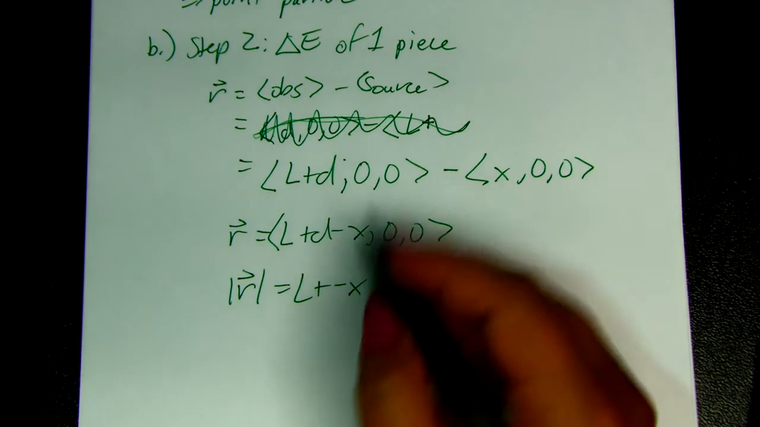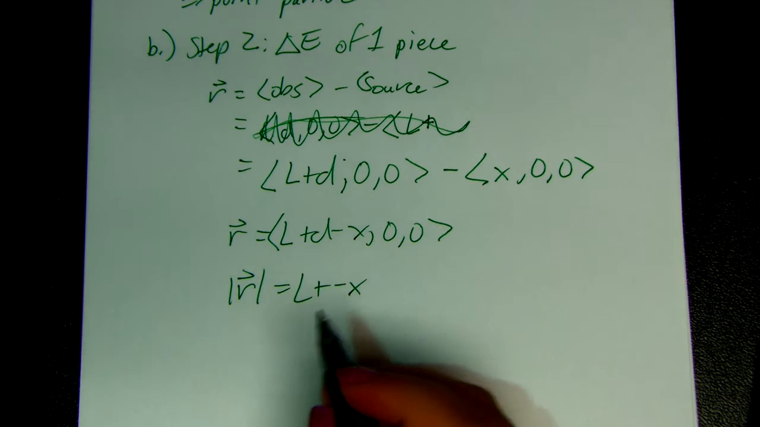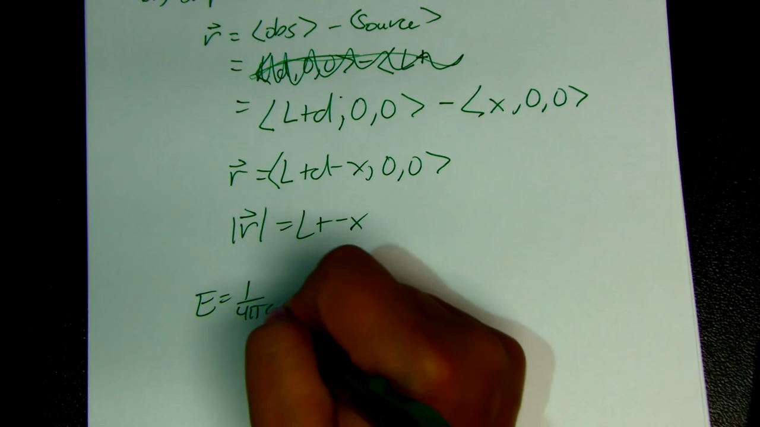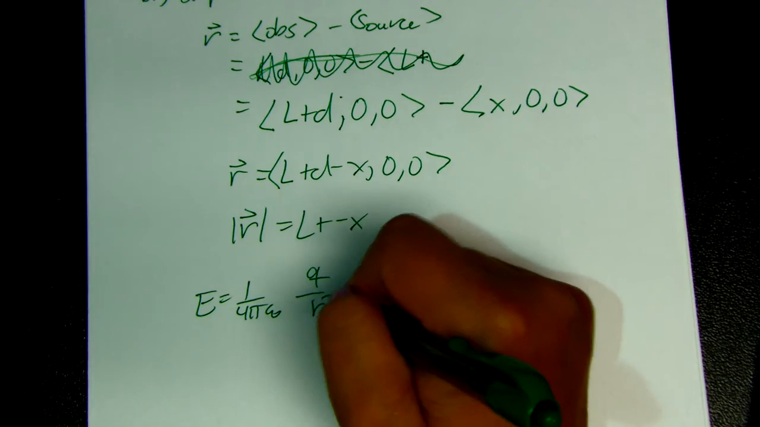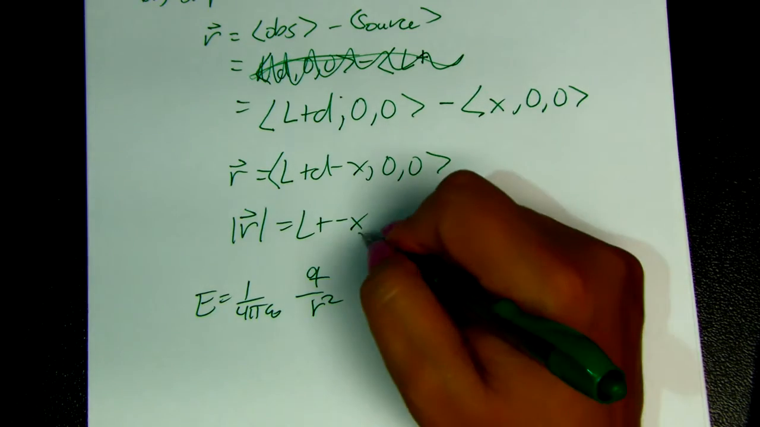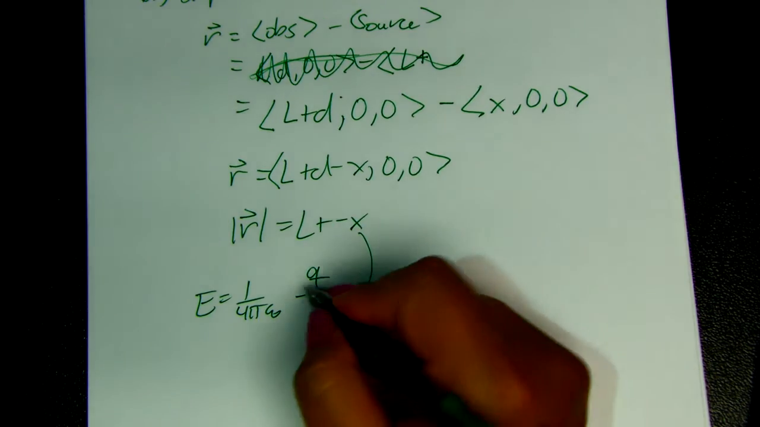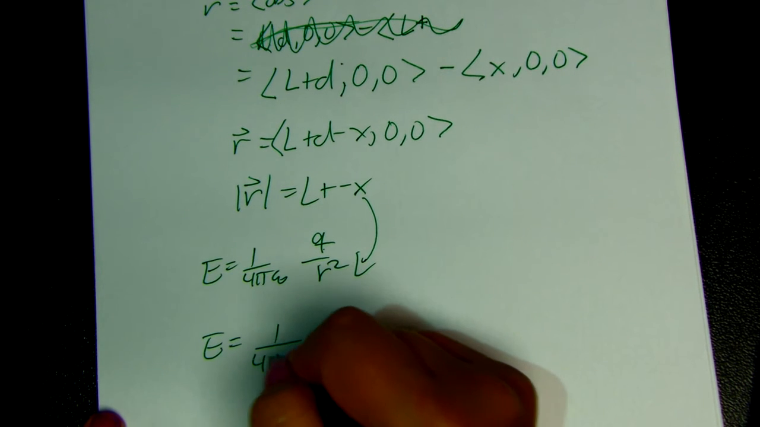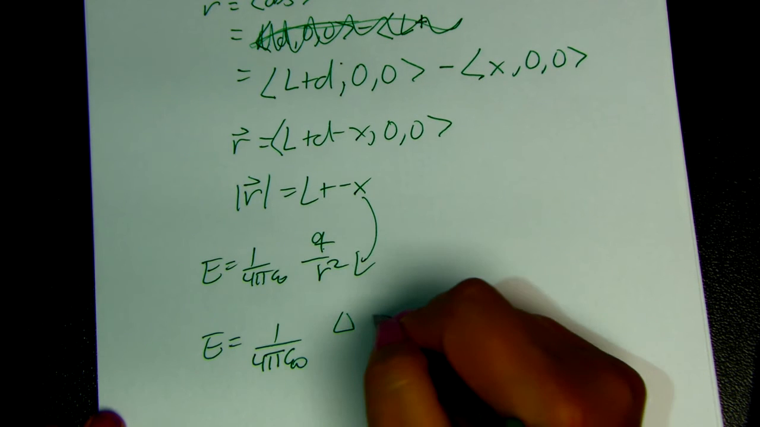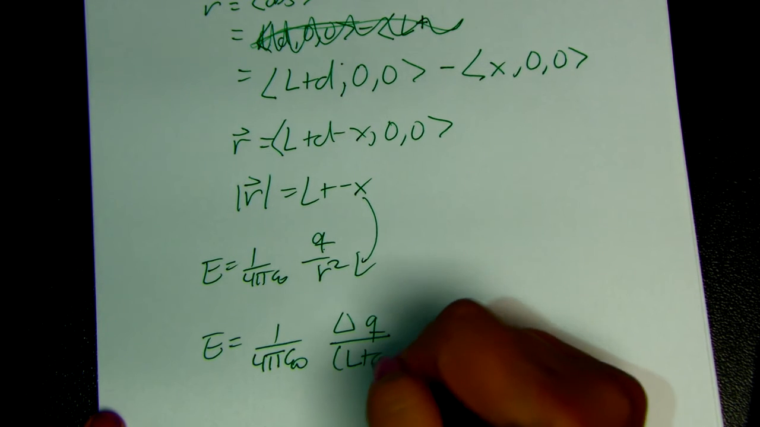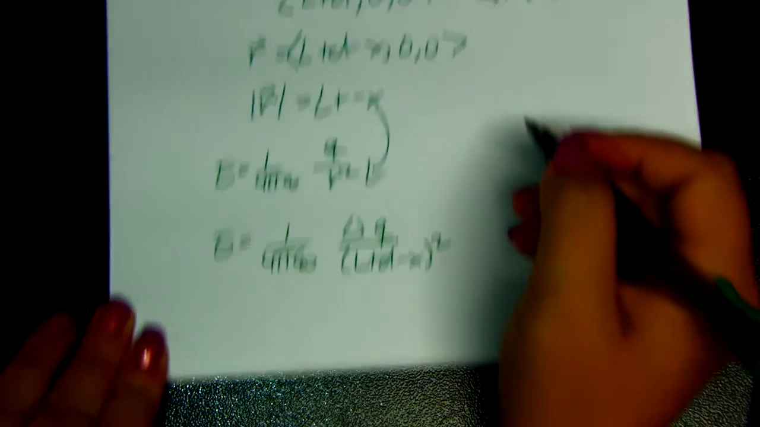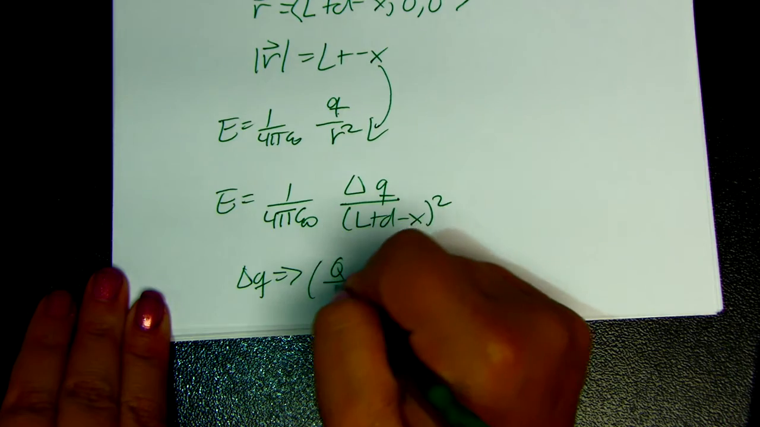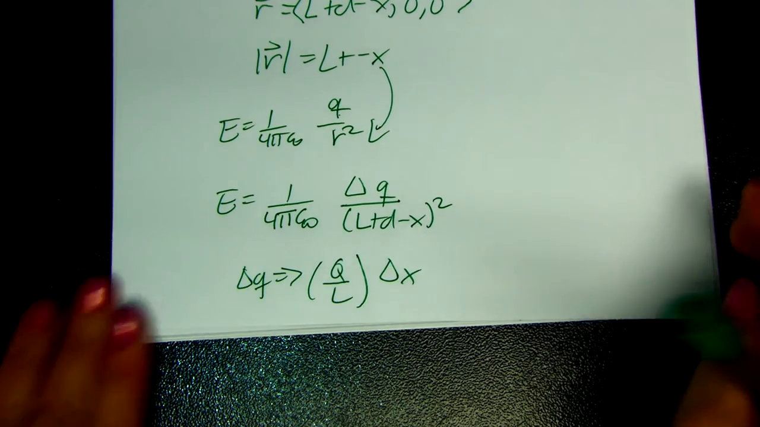Okay, so we can plug that into the point particle equation. So E is equal to 1 over 4 pi epsilon naught Q over R squared. So here, this is going to go into our R argument, and then our Q will become a delta Q, which would be the charge contribution of each of the individual slices. Delta Q over L plus D minus x quantity squared. And delta Q, as it relates to the total charge, is Q over L times delta X.